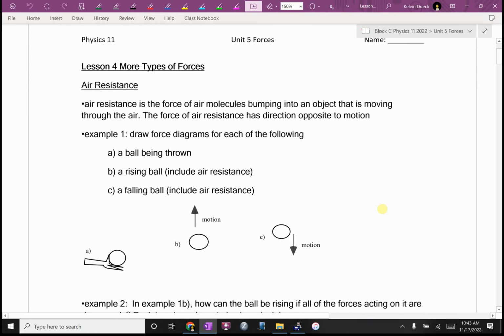Air resistance is the force of air molecules bumping into an object that's moving through the air. Really? Can air molecules apply a force? That's really why I have the air Zuka. Did you feel a force? By the way, if air molecules can apply a force, does air have mass?